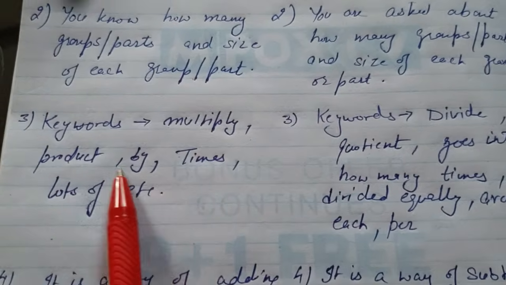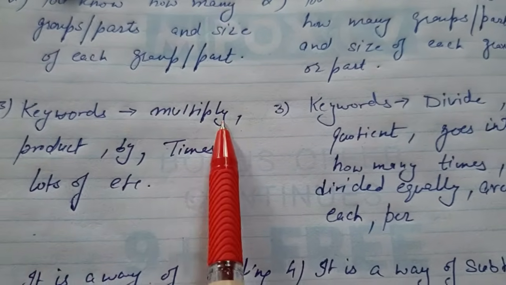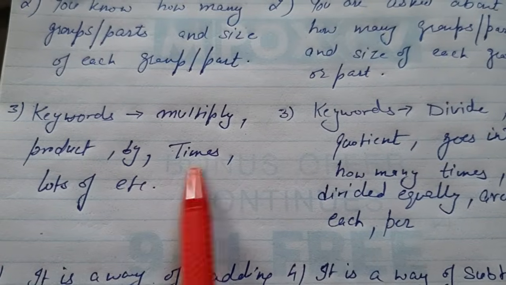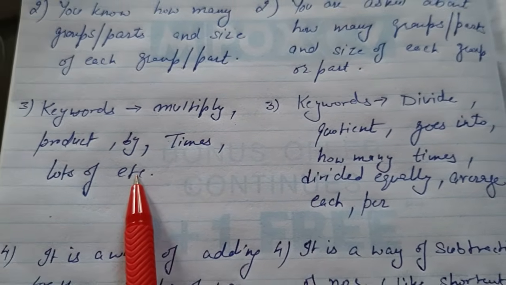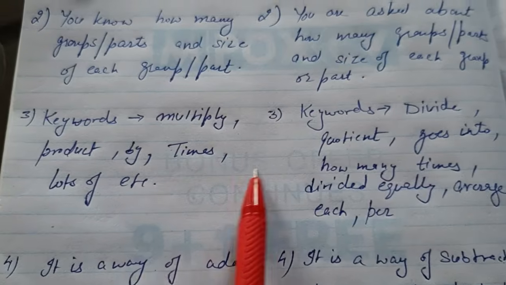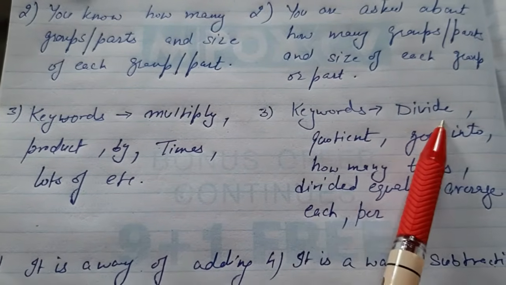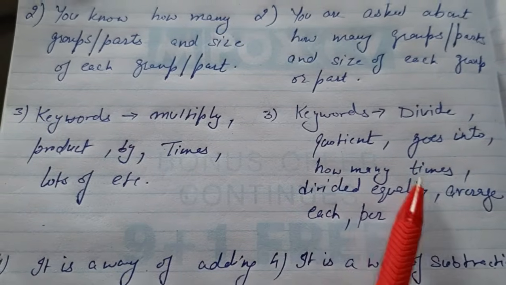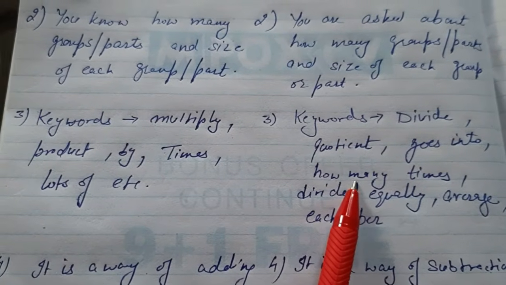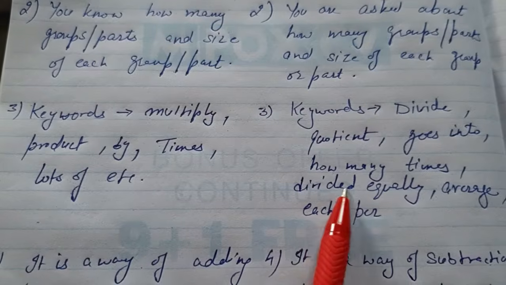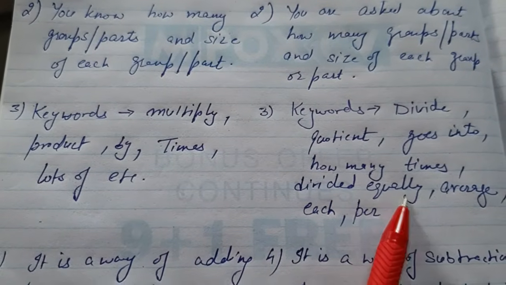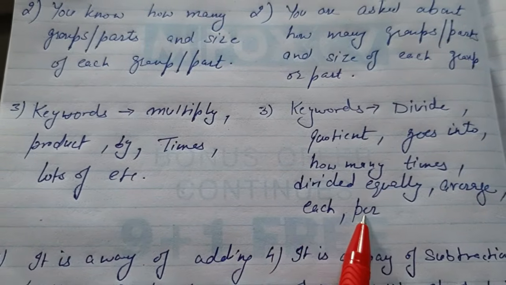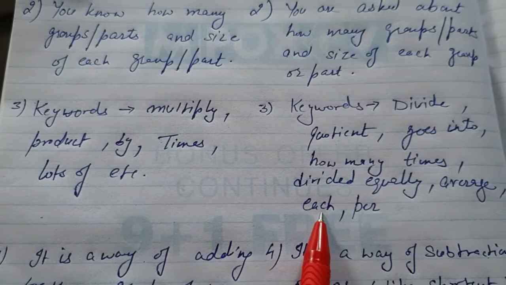Now the basic keywords in a multiplication question are multiply, or find the product, by, times, lots of. These types of keywords are given in multiplication questions. And the keywords for division are divide, find the quotient, goes into, how many times, how many. This word is common in division problems. Divided equally, equals to, average, each, per. These words are common in division problems.